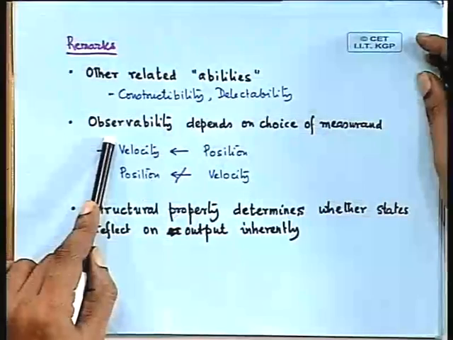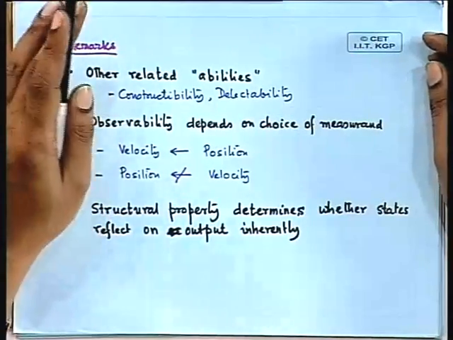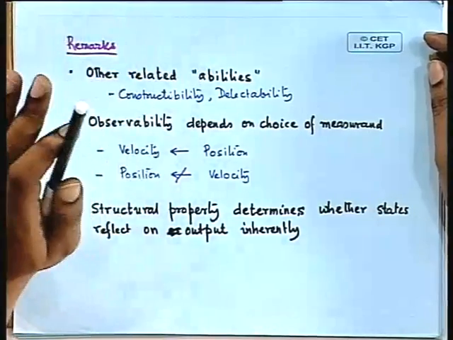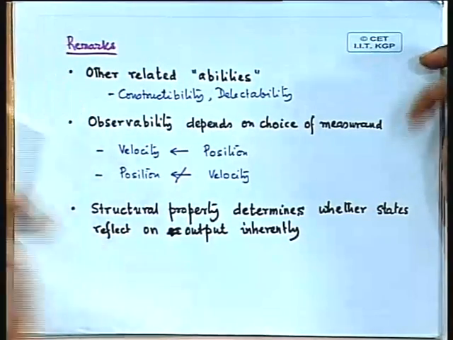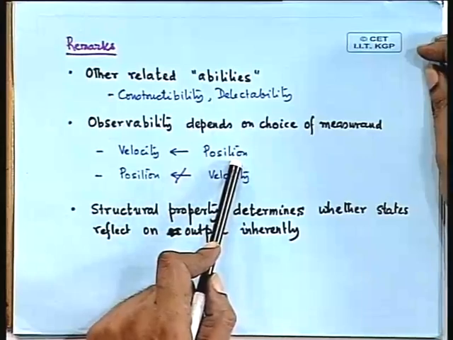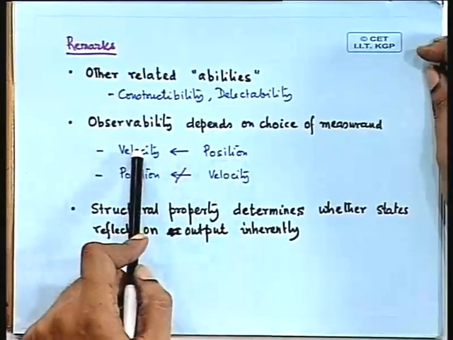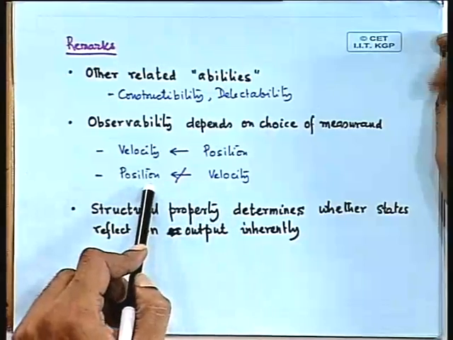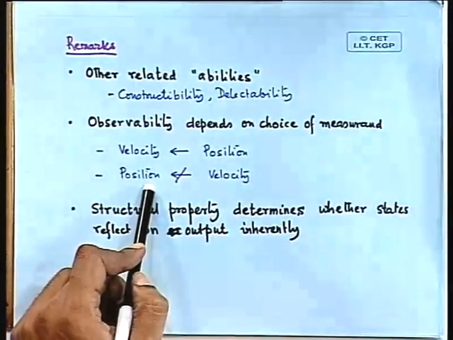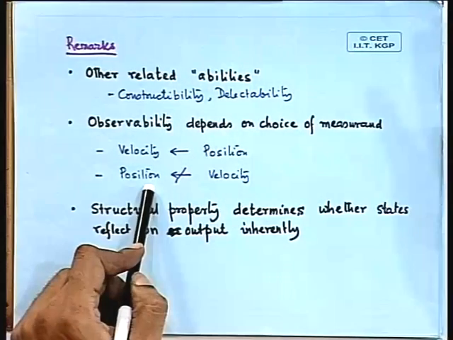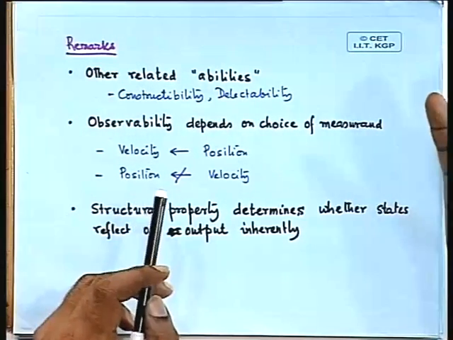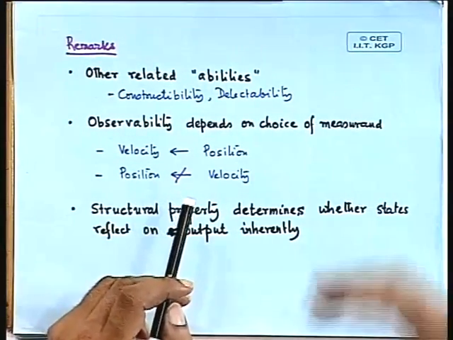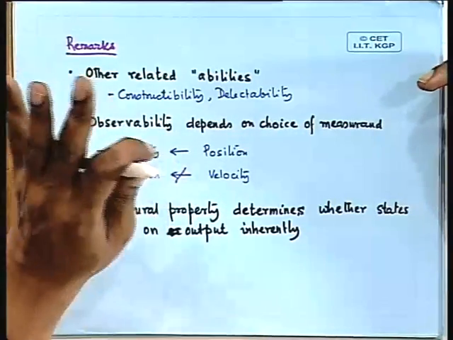For example, you can easily show that choice of measurand can make a system observable or unobservable. A very simple example is that if you measure position, you can extract velocity from it, but if you measure velocity, you can never extract position from it because you won't know the initial position, right. So sensing velocity, you can never hope to get position. So that state can never be observed.